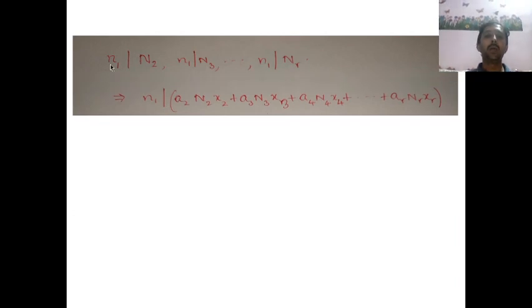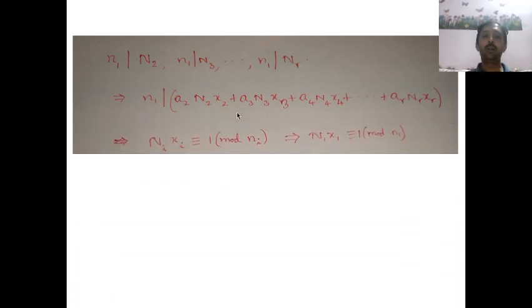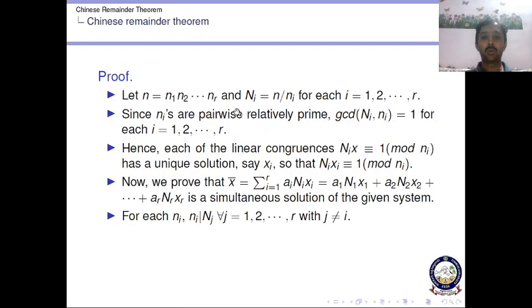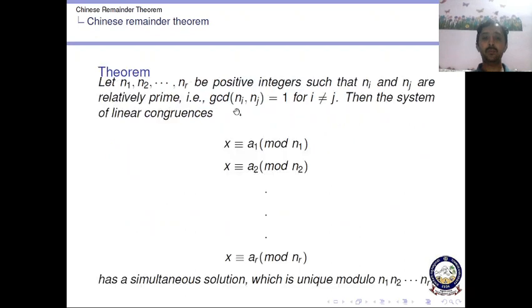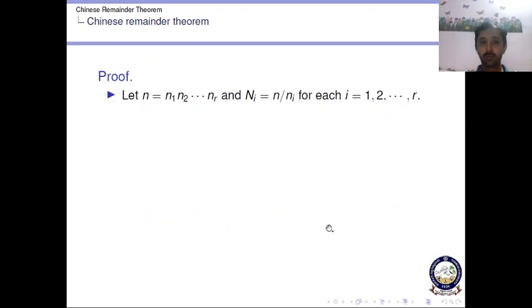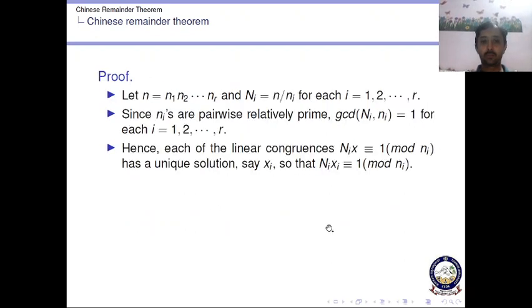Accordingly, n1 divides a combination of these. I will choose a combination to be A2 N2 X2 plus A3 N3 X3 plus A4 N4 X4 and so on plus AR NR XR. Okay. Now, coming back to the original slide here, we know that capital Ni Xi is congruent to 1 mod ni, right?